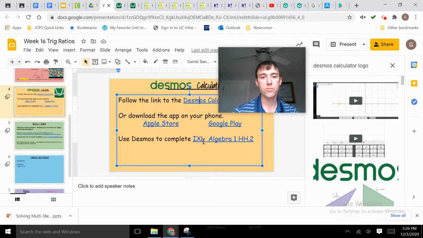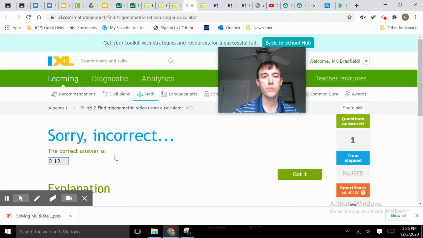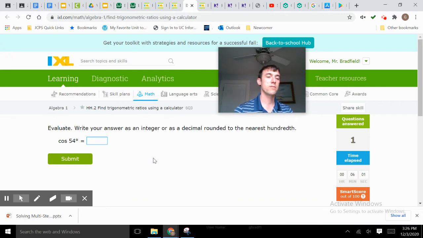We're going to use Desmos to complete IXL Algebra 1 HH.2. I've got it pulled up here, and you can see I got the last one wrong because my answer was in radians, and we need it to be in degrees. This is asking you to write your answer as an integer or as a decimal rounded to the nearest hundredth. Rounded to the nearest hundredth, and that is important.